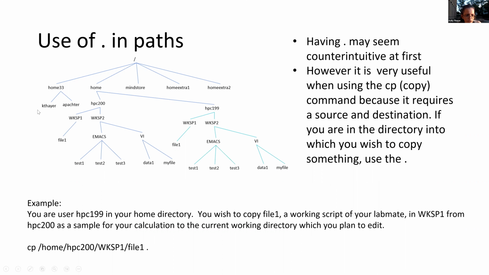So here's what we can do. We can do cp and then we do /home/HPC200/workshop1/file1. So notice we're using the absolute path here. And then we use the dot to indicate my current working directory. So that will copy that file to your current location.